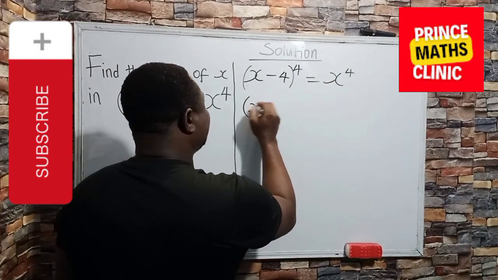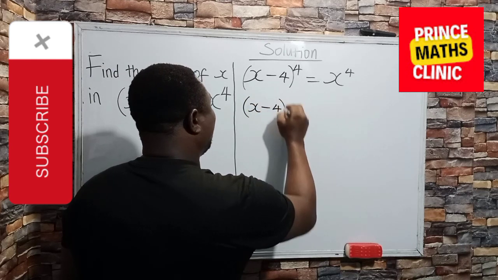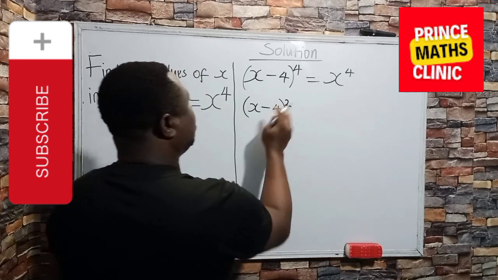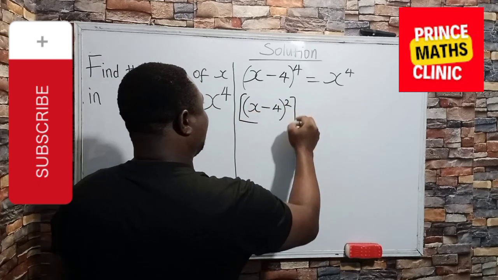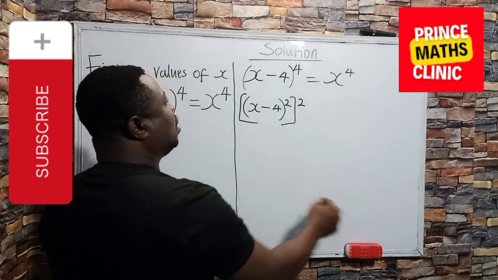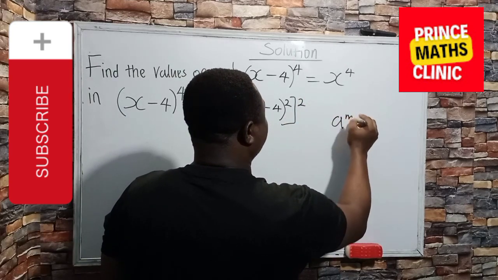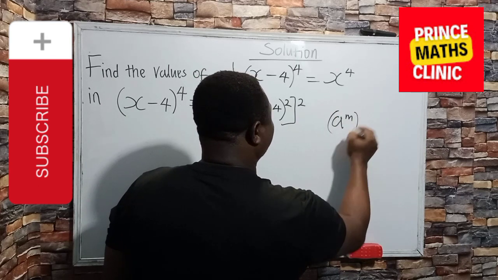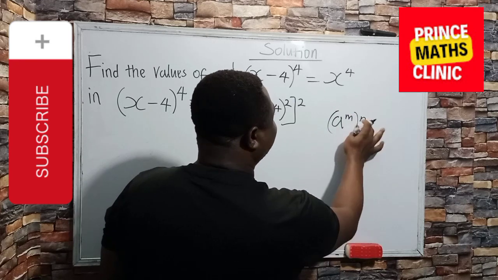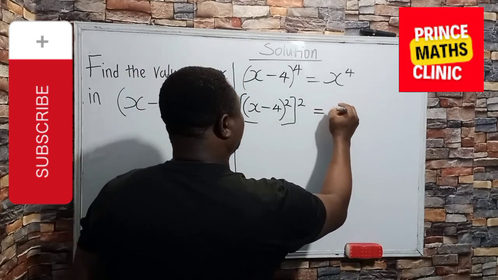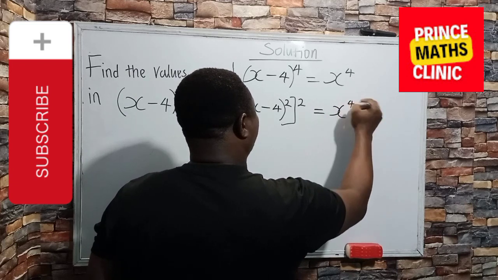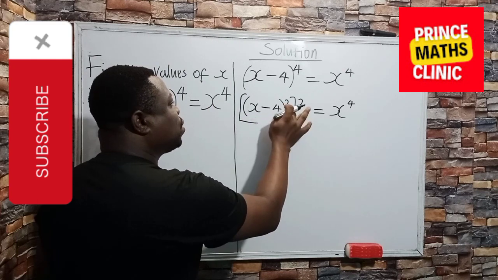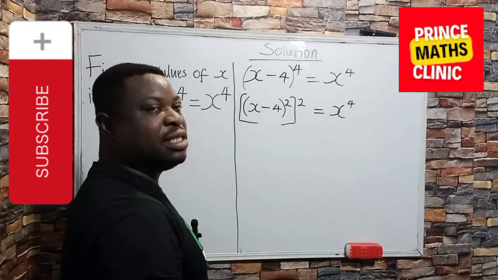I'm going to say (x minus 4) squared, all squared. Going by the laws of indices, if I have a to the power of m, all to the power of n, it could be a to the power of m times n. This becomes x to the power of 4. What is in the bracket is squared, so I can expand this.